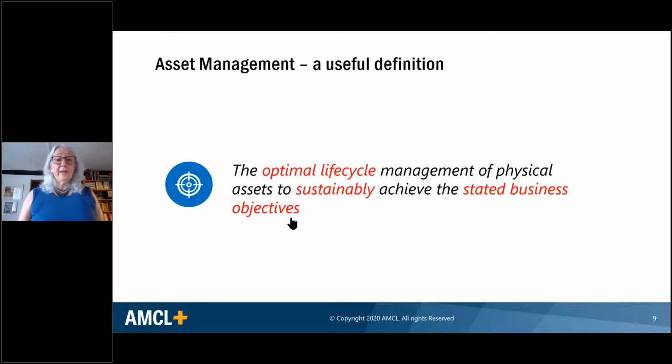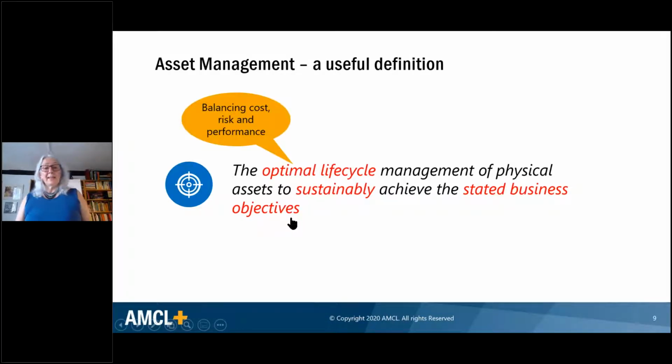The first is that it's optimal. And that is, it's not lowest cost, it's not highest performance, it's not least risk, let alone zero risk. No, instead, it's the optimal balance of cost, risk, and performance. Clearly, that's more complicated than just looking at one of these factors. But in the 21st century, we can't afford to only look at cost and not look at safety, or only look at safety and not look at cost. And we always have to be thinking about performance. So asset management is really about how we get that right balance.